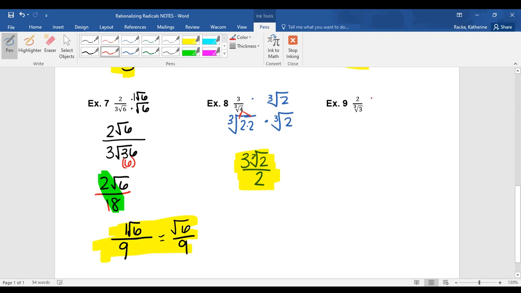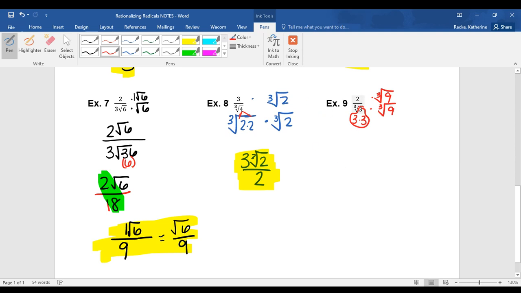So this one is a little different. I have 2 over the cube root of 3. So how many more 3's do I need to make it a perfect cube? Well, I need 2 in this case. So if I need 2, more than one number, I need to multiply those together. So 3 times 3 would give me 9. So I would be multiplying this by the cube root of 9. Because then that 3 is my cube root that I'm pulling out.